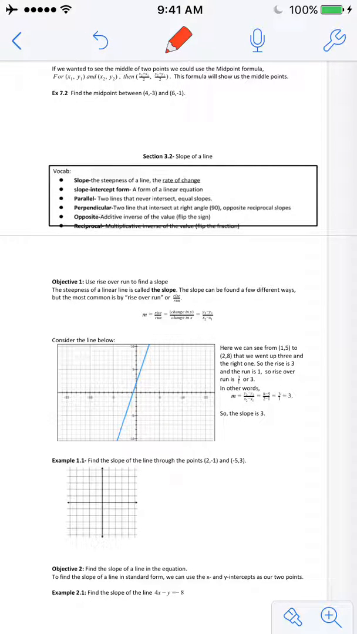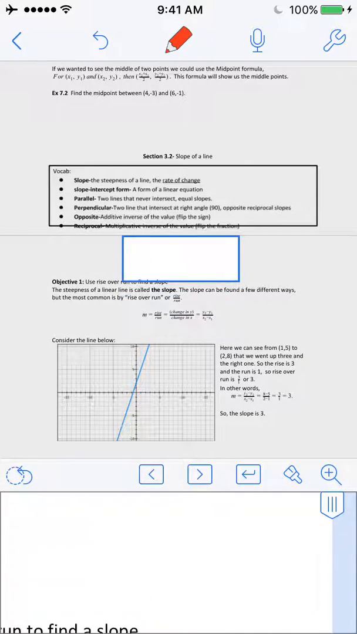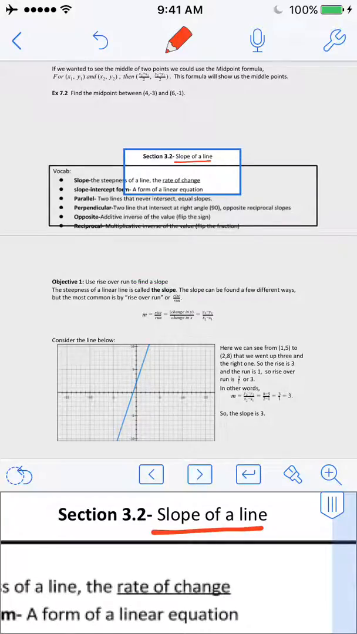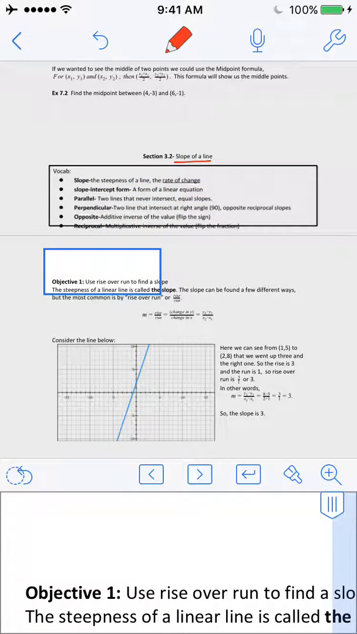Alrighty, section 3.2, slope of a line. Slope of a line. Very important. Remember, my notes are just a little bit different than yours, only in the sense that they're spaced out differently. All of the same stuff should be there.